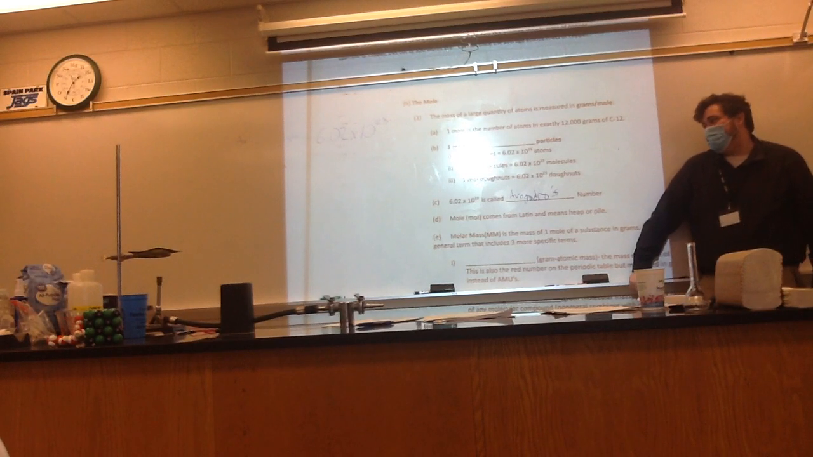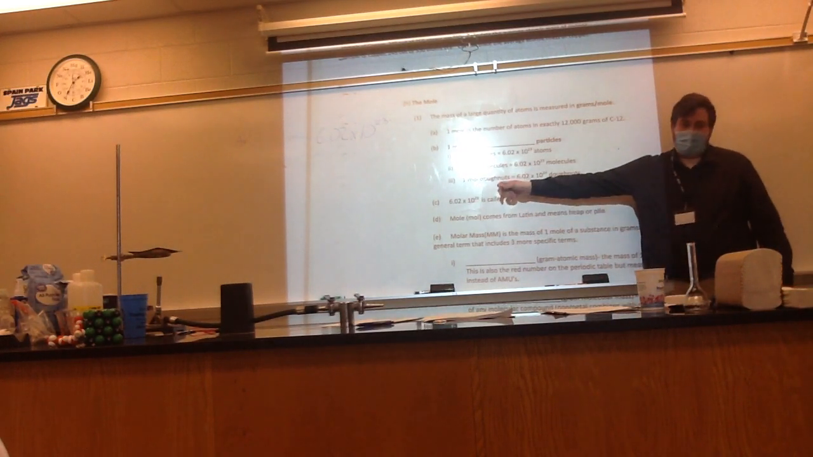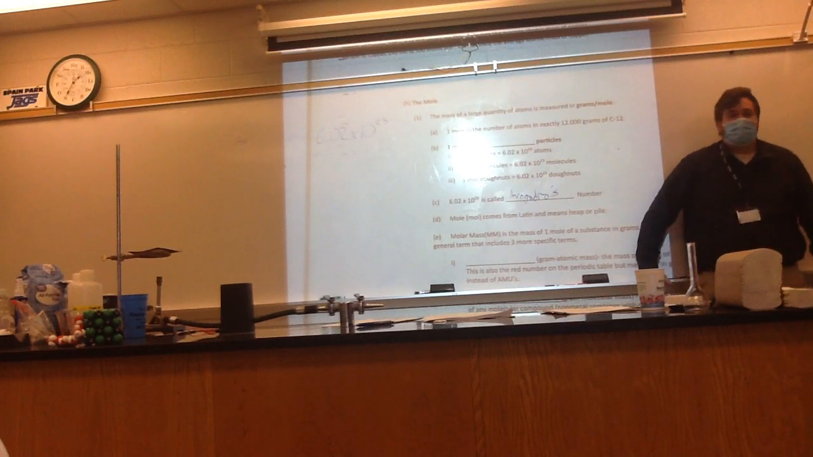Mr. Hunt added a fun definition here. If you have 1 mole of donuts, it's 6.02 times 10 to the 23rd donuts. And you probably have 3 moles of cobs. And 3 moles of cobs. Oh no. How do you spell that?